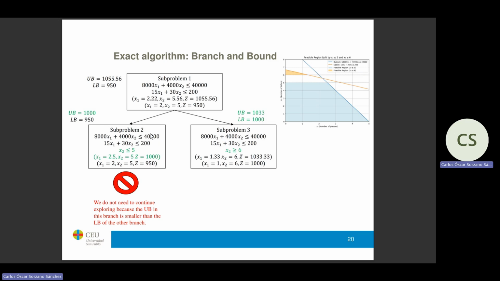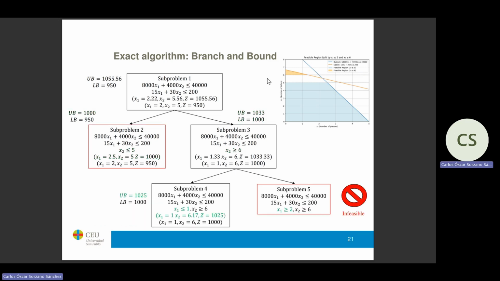And now we compare these two problems. The upper bound of this one is smaller than the lower bound of this one. So I don't need to continue exploring this branch, because in the best case, whatever I find here will be worse than this. See? So we continue exploring this one, and now we update the upper bound. The upper bound here is 1,033, which is smaller than this one, so we lower the upper bound.